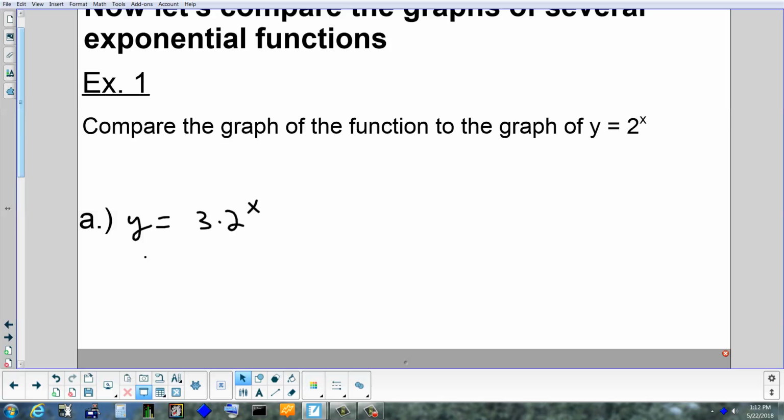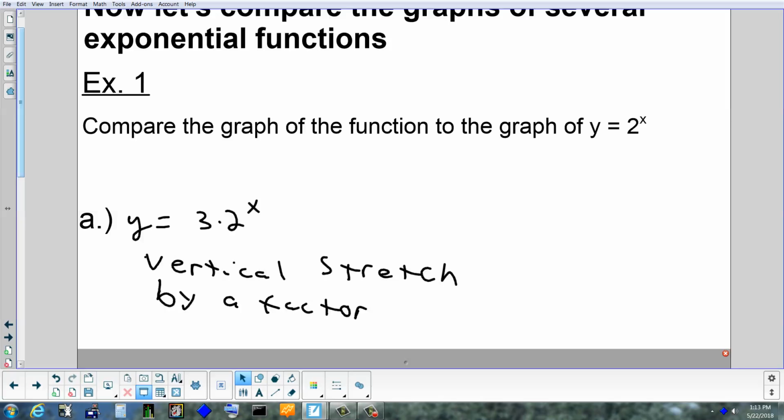It's being stretched by 3. Vertical stretch by a factor of 3. What does that mean? It's being stretched up. What would happen to the curve? So you have two choices. Is it getting flatter or is it getting steeper? Steeper. Remember when I stretched it? The curve went steeper, and when I flattened it out, the curve was more flat.